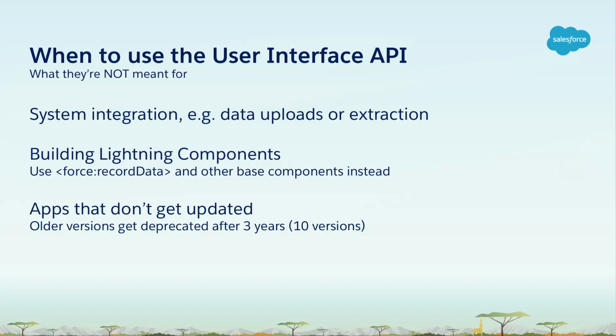And what that means is that if you're building system integration, the user interface API works with layouts and those field collections, because we want to optimize for the user interface. But for integration, you actually need to know the entire list of fields, right? So we don't really recommend it for that. And we think that our existing API, the enterprise API, is much better suited for that.